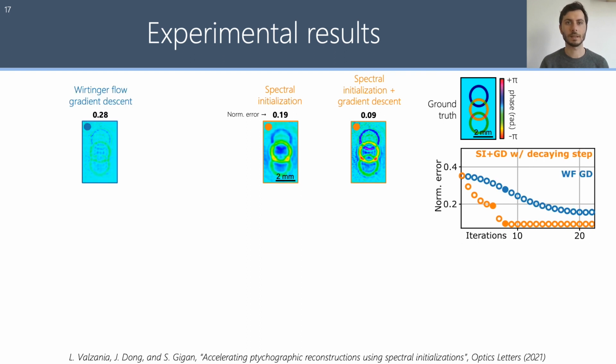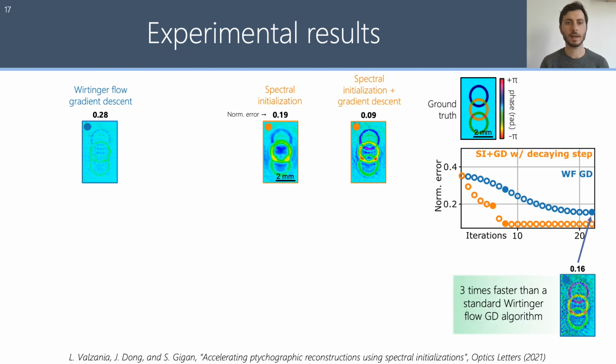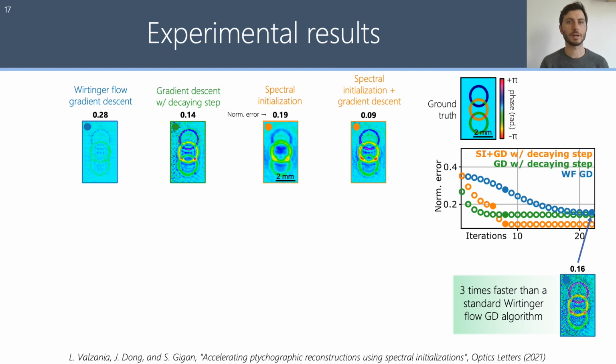For comparison, a standard Wirtinger flow gradient descent algorithm without a spectral initialization converged 3 times more slowly and at a final error higher than the one reached with the spectral initialization. We can improve the reconstructions without the spectral initialization with a more careful choice of the step size, however yielding, even in this case, as you can see from the green trace, a worse result within a comparable number of iterations.